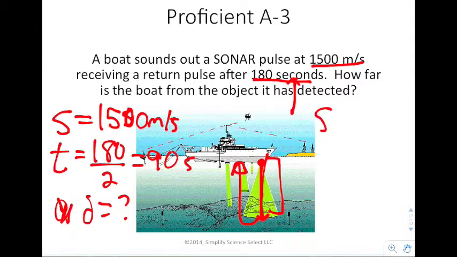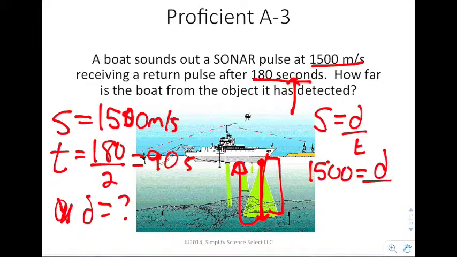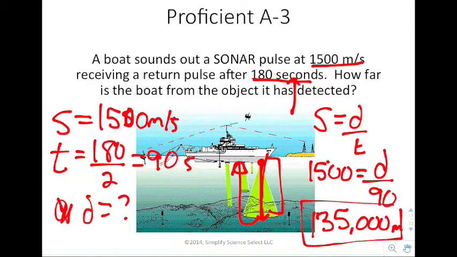So I would say speed equals distance over time, or 1500 equals d over 90. At this point, you would solve for d by multiplying both sides by 90, and when you do that, you end up getting a pretty large value of about 135,000 meters, okay, which is pretty far.